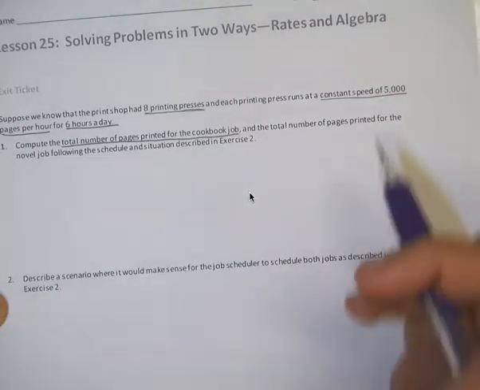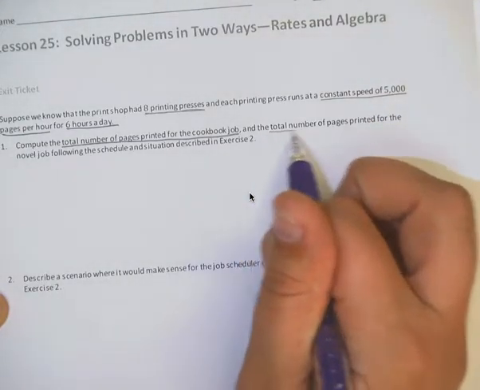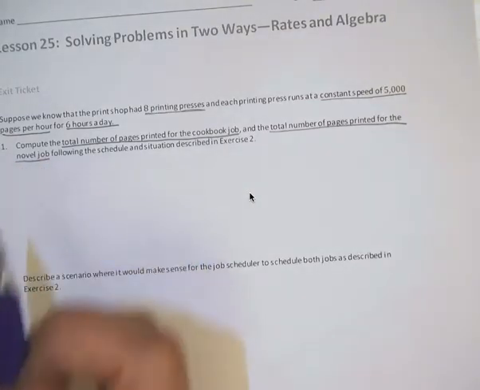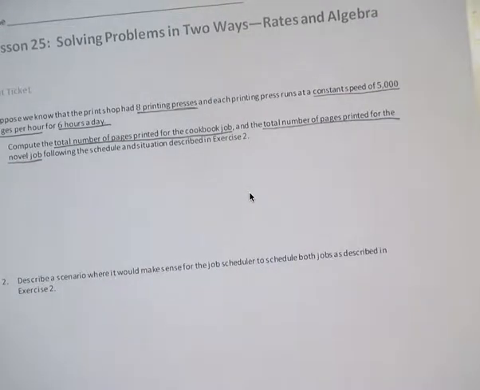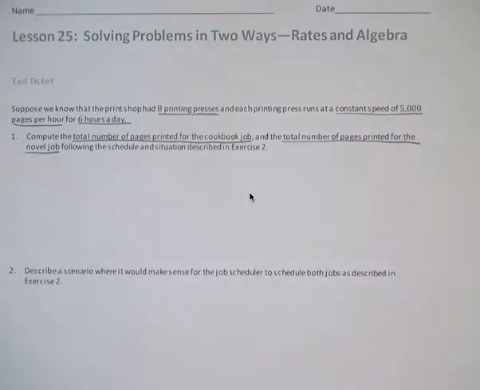Then the total number of pages printed for the novel job. That goes back to that situation in exercise 2 that we just did. If you get ready for your exit ticket and you want to check your answers, please come see me before you're ready to start it. I have the answers right here in my book.